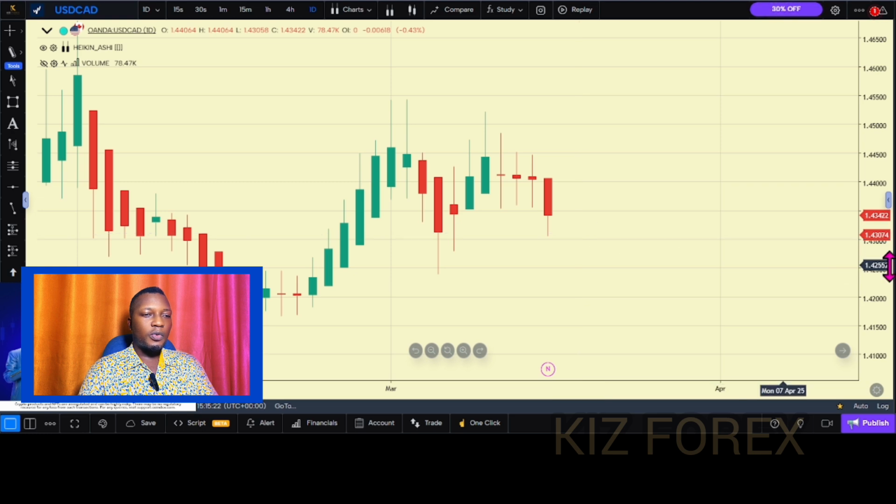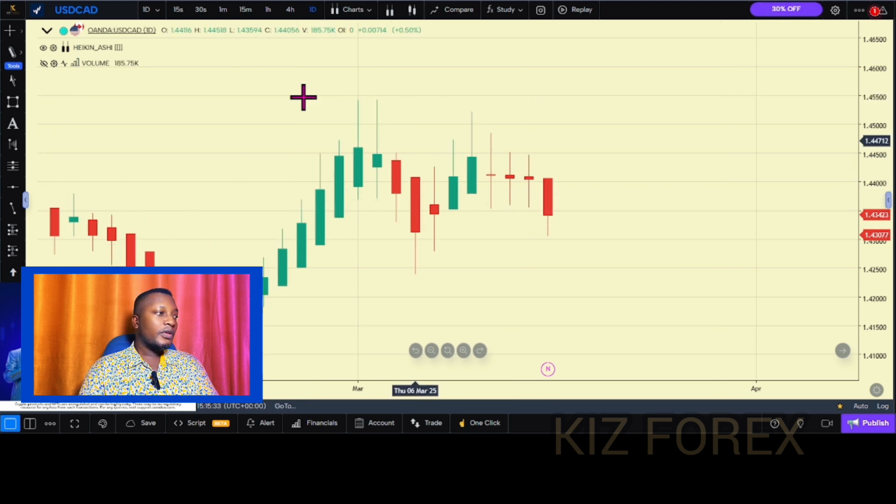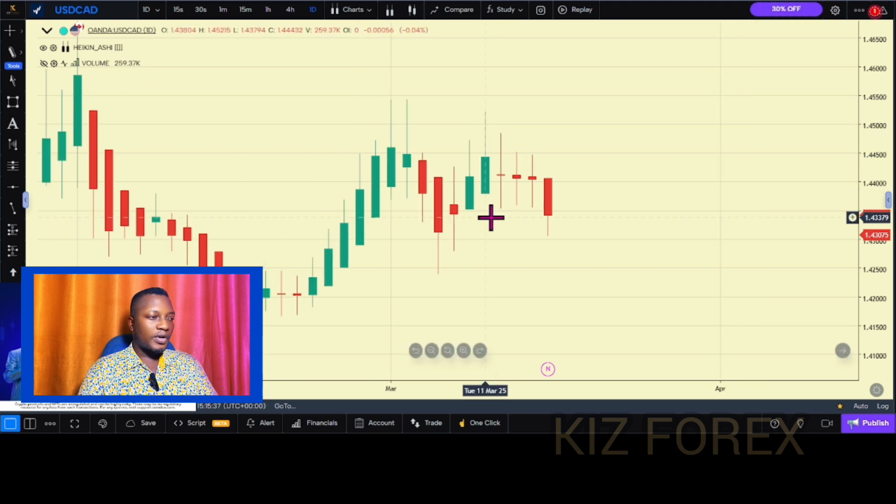So that is what we're going to be doing right here. Now we're going to be looking at this. This is the daily time frame of the USD Canadian dollar. On this daily time frame, you can see that we have this indecision, also known as doji candlesticks, and of course we have a huge candle going to the downside, letting us know that the sellers are in the market at this moment.